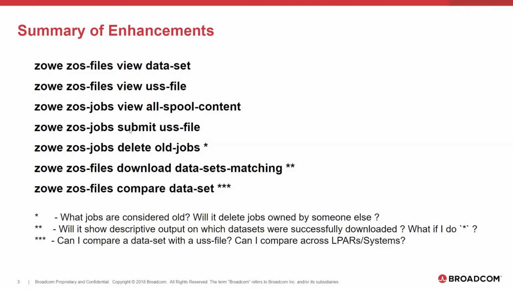The next one is submit jobs from a USS file. That is again similar to submit jobs from a data set, but in this case, you can specify a USS file instead of a data set or a sequential file. And you'll get the response back, either delayed, or you can just tell it that it was submitted and you'll get the reply back.